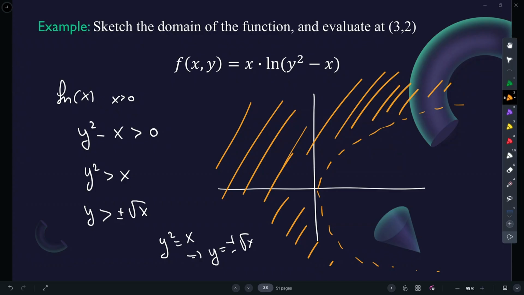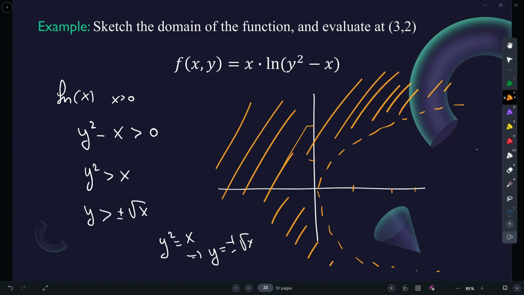So that was a sketch of the region, and I can evaluate at (3, 2). Can I evaluate at (3, 2)? Let's see. My graph is fuzzy. At (3, 2), I get 4 minus 3, which is 1. So yes, it does work.